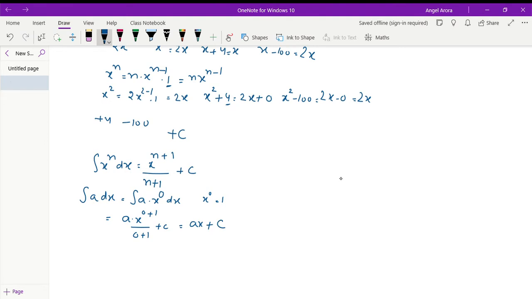Okay, so what is the integral of 5 dx? Following the same rule, it will be 5x plus c. What will be the integral of, say, minus 3 dx? It will be minus 3x plus c. Okay, what is the integral of, say, 100 dt? Okay, dt here. So it will be 100t plus c.